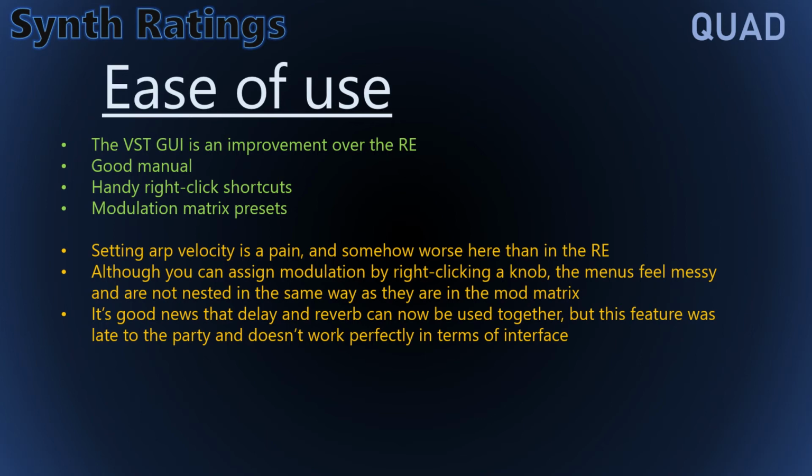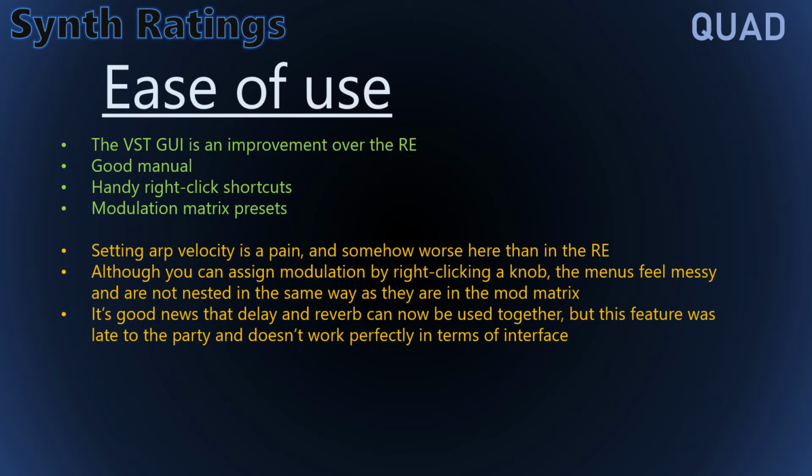As I've already mentioned, the manual is good. You have these handy right-click shortcuts all over the place, and you can use modulation matrix presets, which is a super nice thing to have. You also have presets for the arpeggiator, but that's not as useful. As I've shown you, setting arp velocity can be a little bit of a pain, and it's actually easier in the rack extension. Another thing that I showed you is that although you can assign modulation by right-clicking a knob, the menus feel kind of messy and are not nested in the same way as they are in the mod matrix. So that's something you have to get your head around as well.